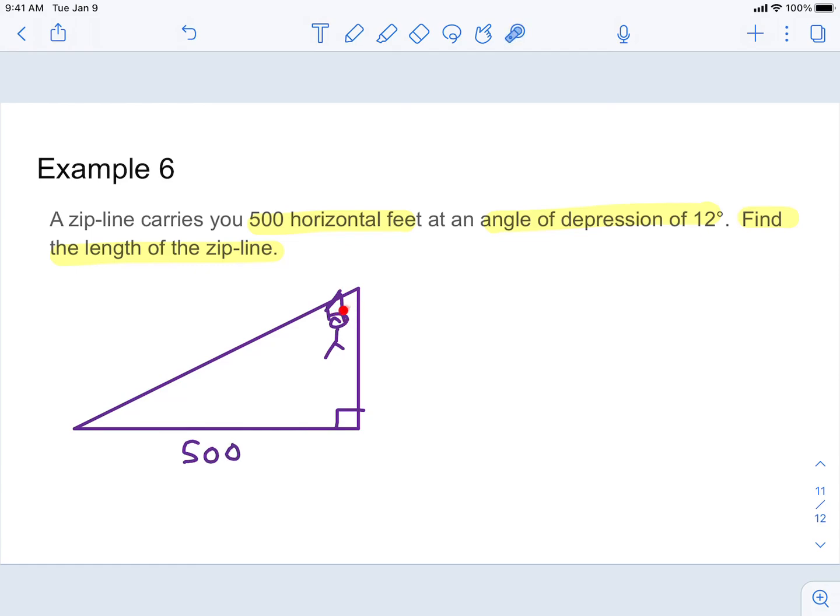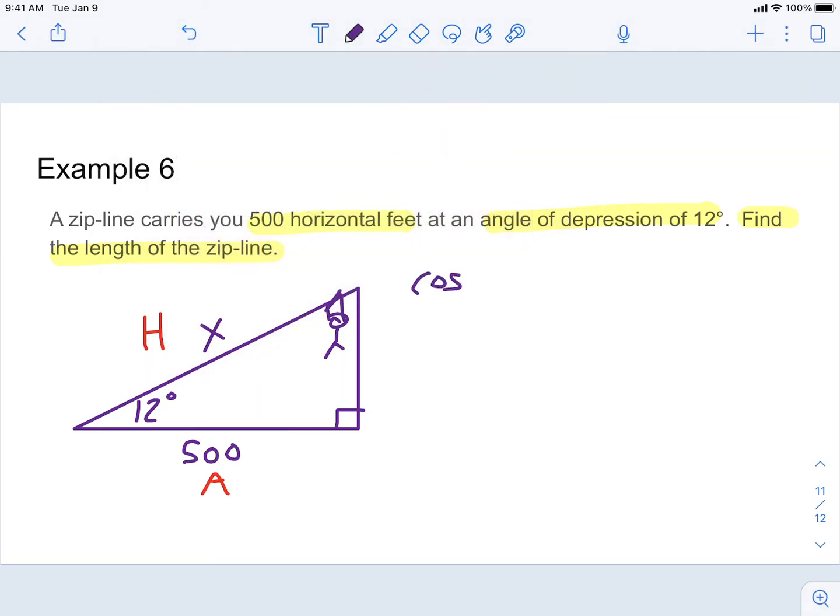Now, a lot of people would make the mistake of putting the 12 degrees up here because they're thinking it has to be in the top if you have an angle of depression, but it's the same as here. That way, this will be my adjacent and the vertical will be my opposite. So I'm going to put it right there. And we want to find the length of the zip line. The zip line is the hypotenuse. All right. Sides. Hypotenuse is not an O. Opposite, adjacent. Don't need opposite. This is going to be a cosine problem.